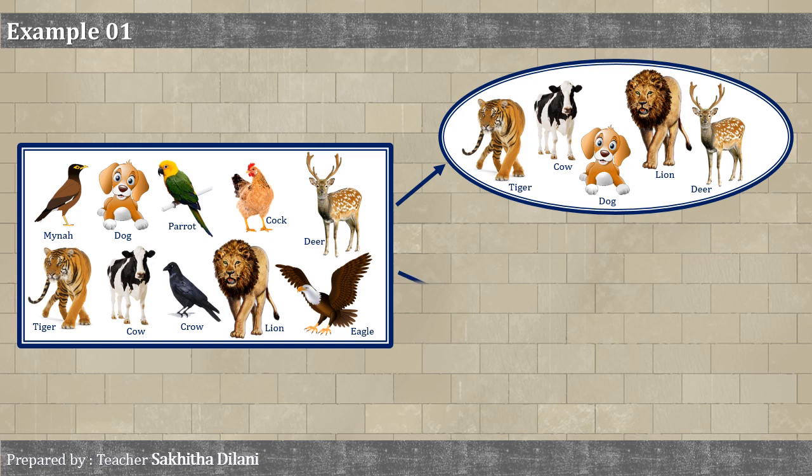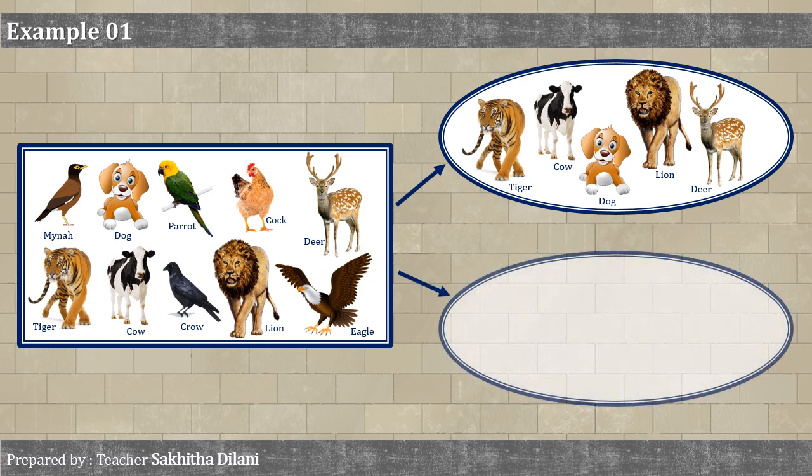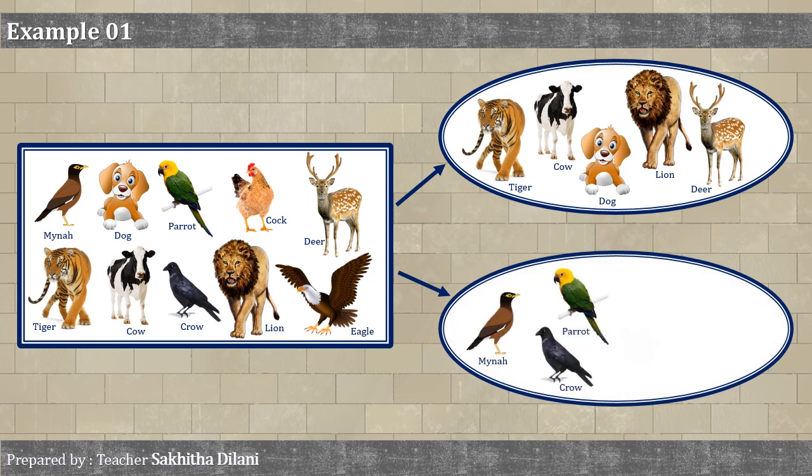And for the other group, the remaining animals can be written. Who are they? Myna, crow, parrot, hawk, and eagle. Can you tell me how we separated like this? According to a common characteristic. Common characteristic means in Sinhala we say පොදු ලක්ෂණය.